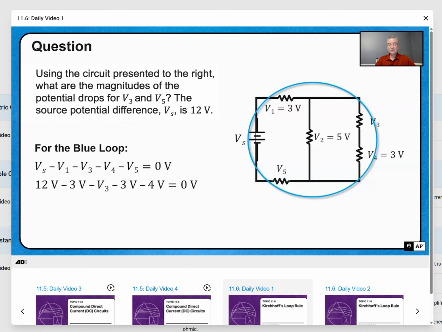So 12 minus 3 minus V sub 3 minus 3 again minus 4 is equal to 0 volts. V sub 3 then comes out to be 2 volts. So you can see how Kirchhoff's loop rule makes analyzing circuits a lot easier.